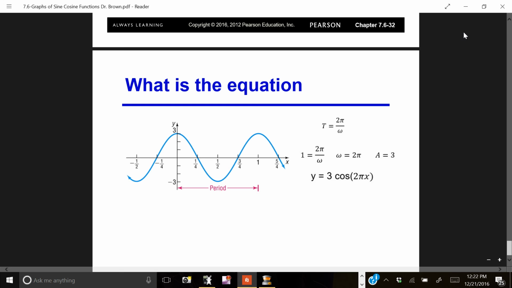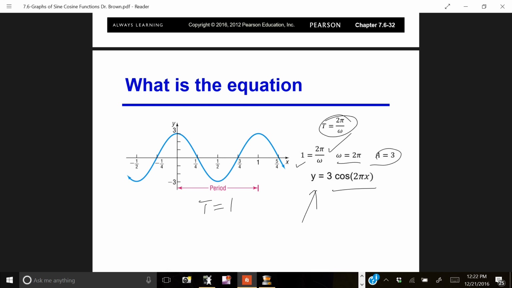Let's do this one. What is the equation? The period T is equal to 1. So that means that 1 is equal to 2 pi over omega, which means omega equals 2 pi. And the amplitude of this is 3. So the graph would be y equals 3 cosine of 2 pi x.